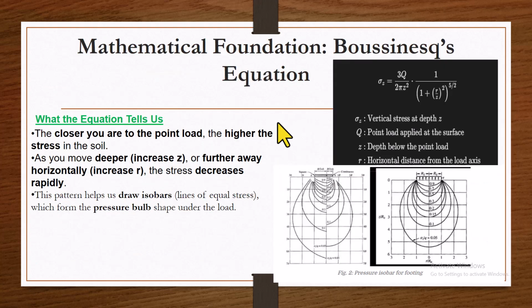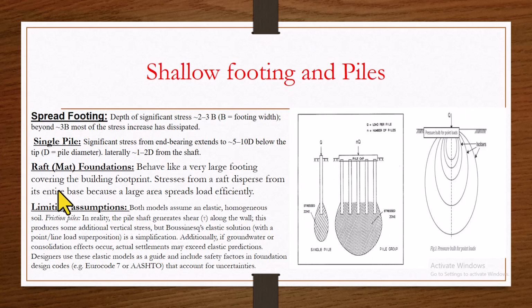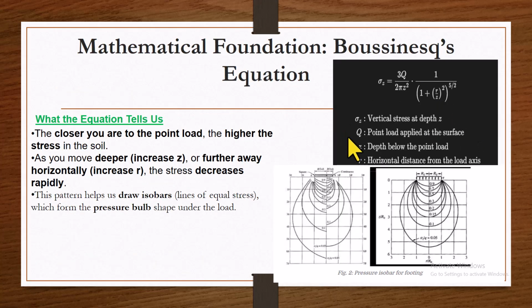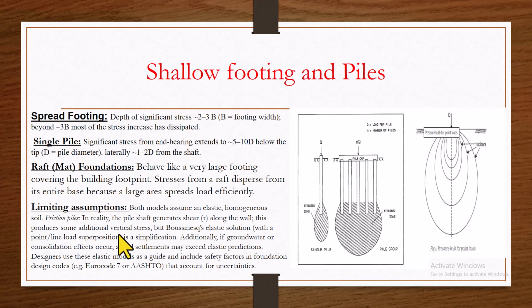Though this is given for simplification, it has limitations as well. Both models assume an elastic, homogeneous soil. So you see that this theory assumes a homogeneous and elastic soil, but in reality, it's not homogeneous. We have heterogeneous soils. In reality, the pile shaft generates shear along the wall. This produces some additional vertical stress.